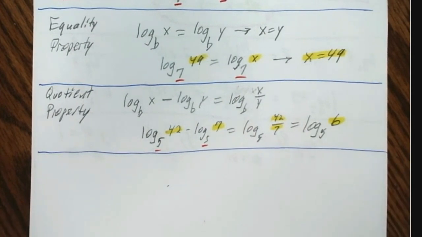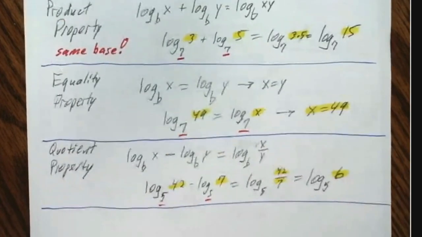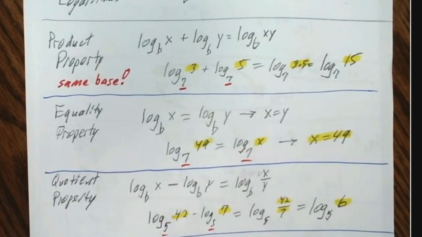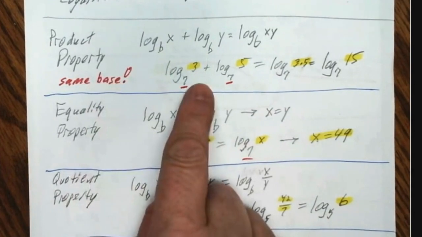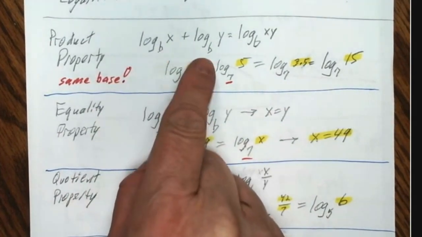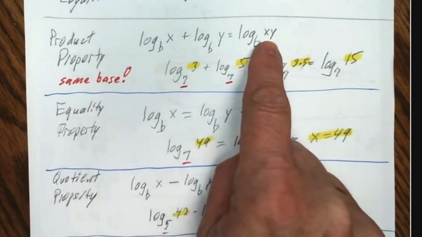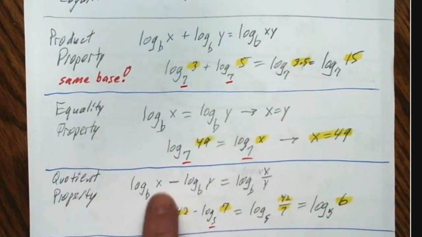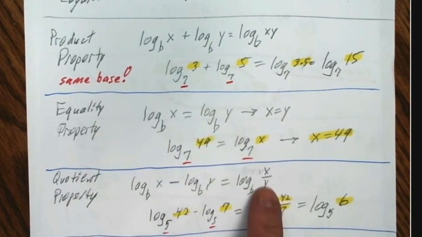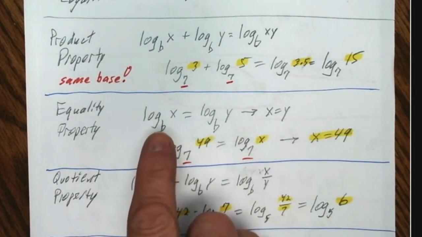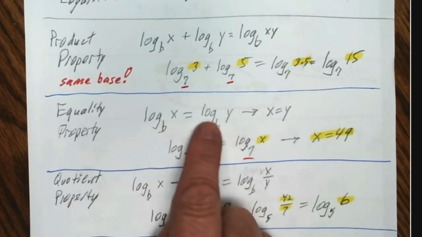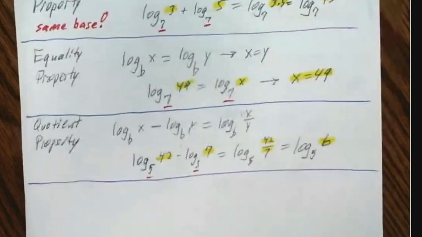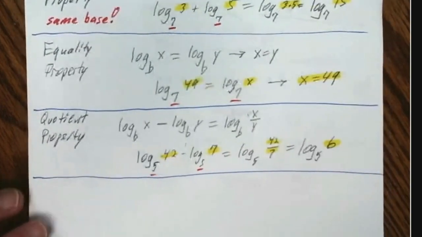All right, we got one more. We show them all there. Properties of logarithms. Product property: when we add two that have the same base, we can just multiply the arguments. If we subtract two that have the same base, we can divide the arguments. If you have two the same base, they're only equal to themselves. X has to be Y. So the last one we're going to look at is the power property.